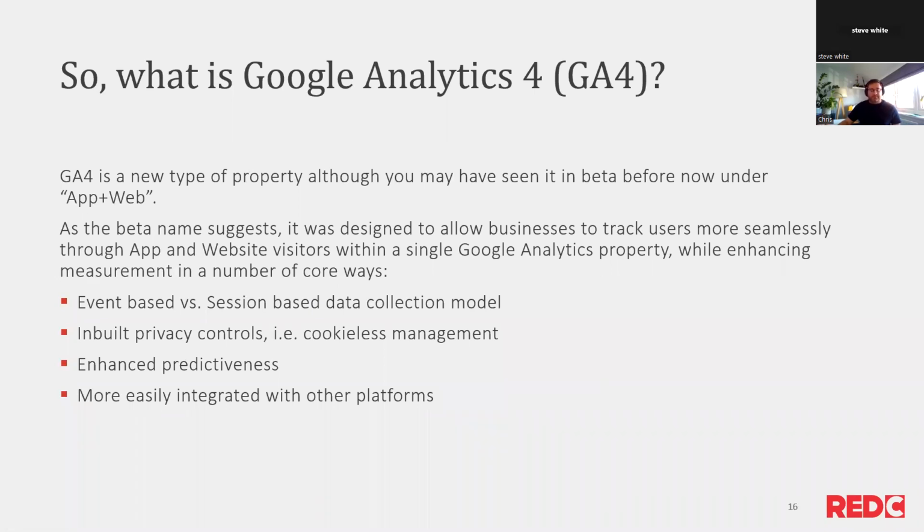Cookies are still there, but you have to agree to Google's terms of service that you're using them in the correct way and make your users clear on them. But there are cookieless ways to measure and track users, providing you inform them. There's also enhanced predictiveness. Google started introducing AI insights into Universal Analytics a couple of years ago. They've gradually gotten better over time. In GA4, they're even more useful. And the other thing to note is it's a lot more easily integrated into other platforms that Google manage.